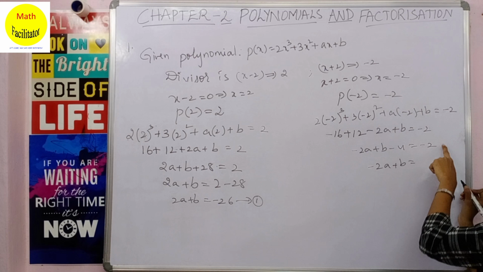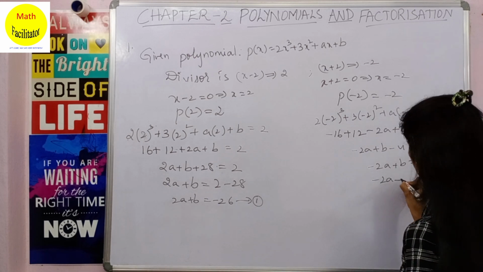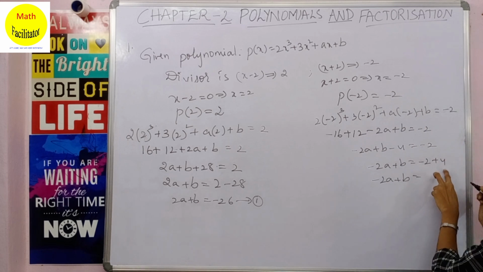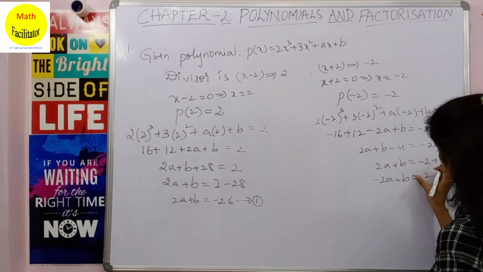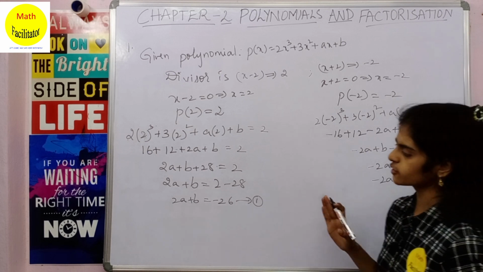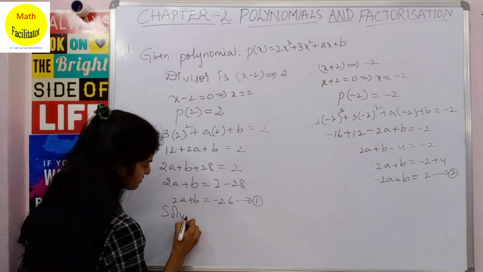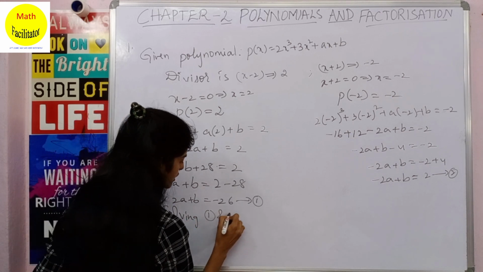I'll send it to the other side, so it becomes minus 2 plus 4. So minus 2a plus b equals minus 2 plus 4, which is 2. Let this be equation 2. Clear? Now we'll solve equations 1 and 2 to get the values of a and b. So solving equations 1 and 2, what do you get?